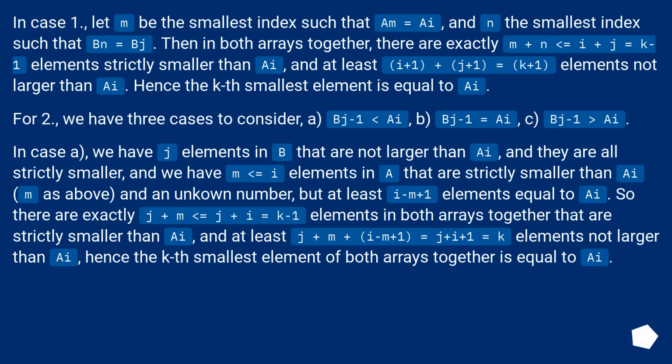For case 2 we have 3 cases to consider. A: bj-1 is lower than ai. B: bj-1 equals ai. C: bj-1 is greater than ai.